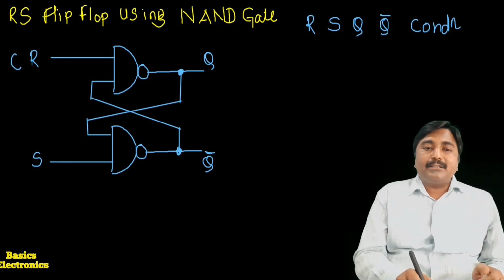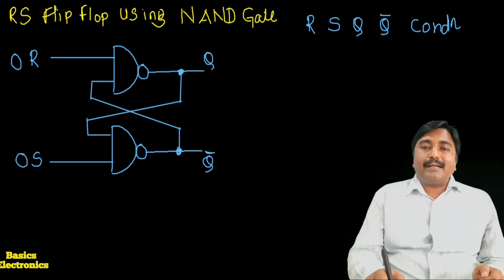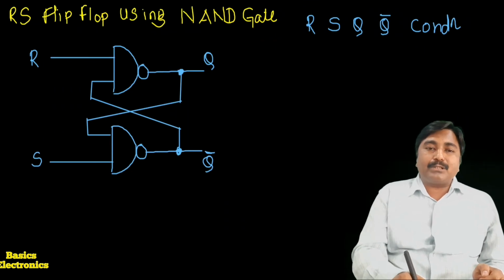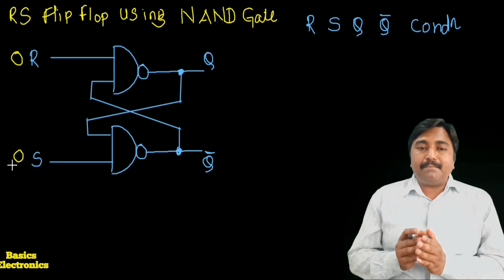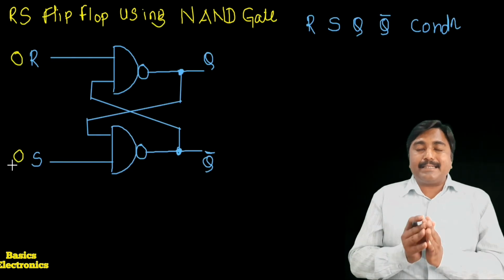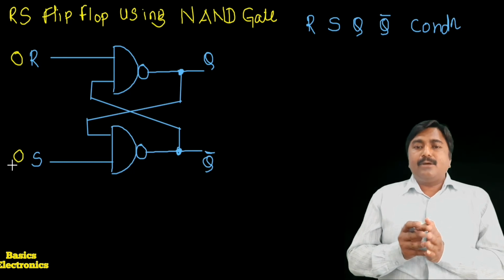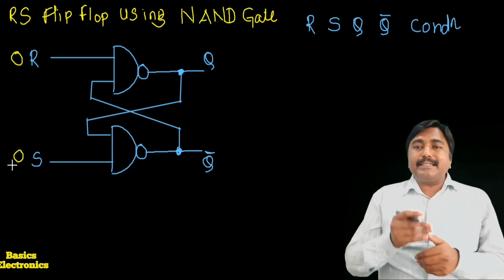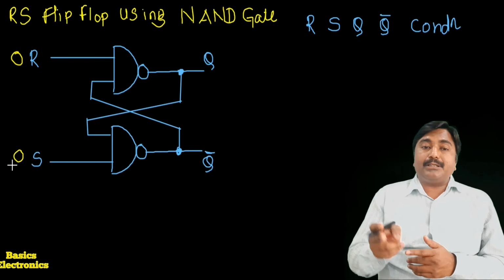First we apply the inputs 0, 0. The inputs to the NAND gates are the R and S inputs, and they are equal to 0, 0. R is 0 and S is equal to 0. Now when we apply R equal to 0 and S equal to 0, recall the don't care condition of the NAND gate, which we said just before: the NAND gate produces a logically high output if any one input is logically low.